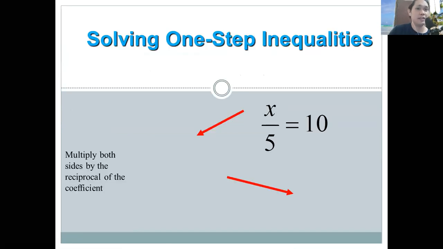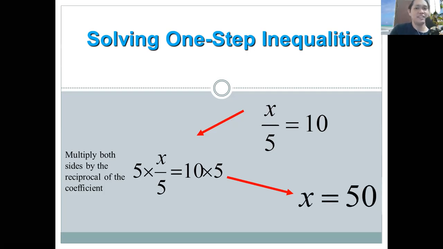So next, let's try to solve one-step inequalities, or solving linear inequalities. As you can see there, x over 5 is equal to 10. Then what we will do is multiply both sides by the reciprocal of the coefficient. That gives you 5 times x over 5 equals 10 times 5. So x is equal to 50. In short, I am showing how we solve linear equations before we solve the linear inequalities, okay?